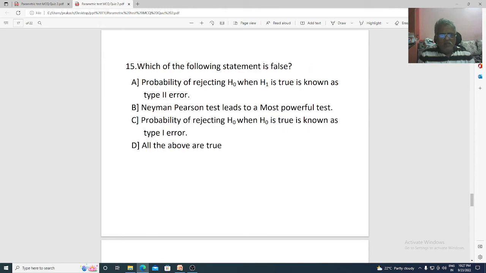Question number 15. Which of the following statements is false? Option A, probability of rejecting H0 when H1 is true is known as type 2 error. Option B, Neyman-Pearson test leads to most powerful test. Option C, probability of rejecting H0 when H0 is true is known as type 1 error. And D, all the above are true. The correct option is option A.